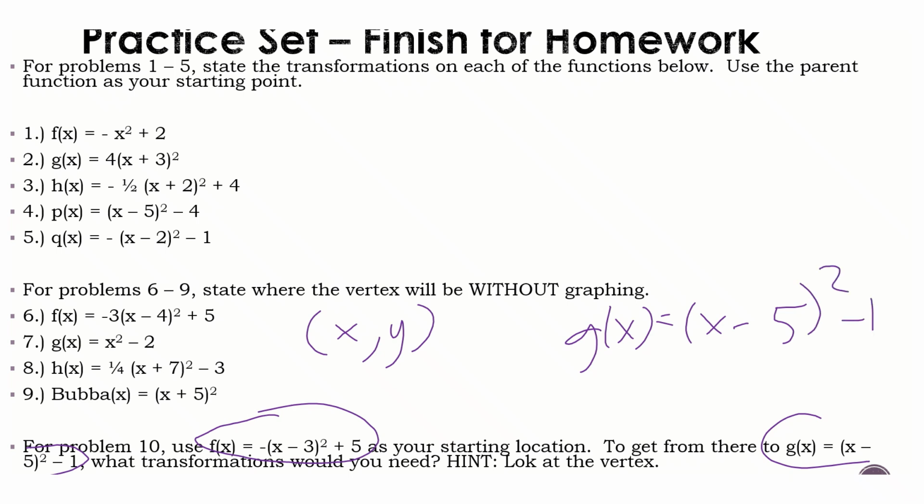Okay, that's your ending location. What transformations would you need? Hint, look, not lock. That's look at the vertex. So are you going left? Are you going right? Are you going up? Are you going down? Are you having to flip it over to get to the new one? So try that. Okay. I would graph both of them and I would count it out. Like, where am I starting? Where am I ending?